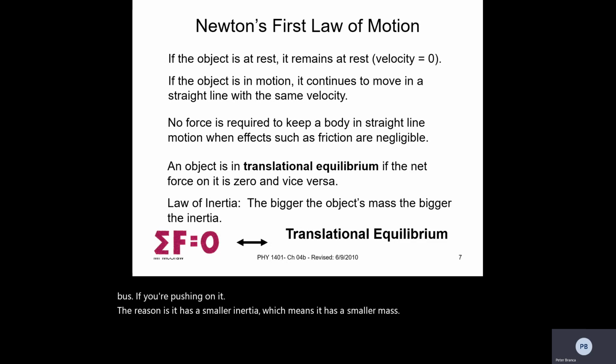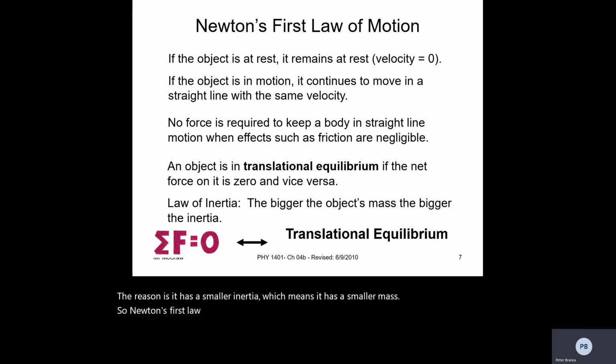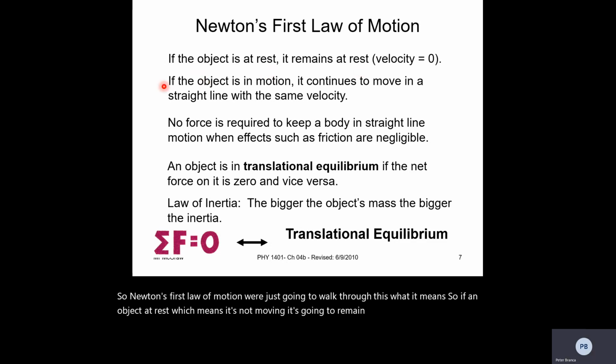Okay, so Newton's first law of motion, we're just going to walk through what it means. If an object's at rest, which means it's not moving, it's going to remain at rest. If an object's in motion, it's going to continue to move in a straight line with the same exact velocity. The only way that changes is if a force acts on it.